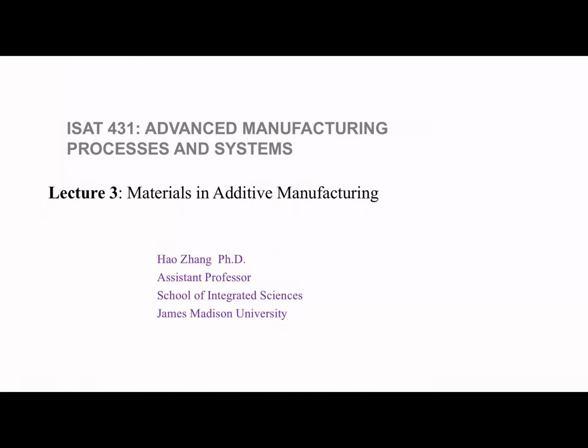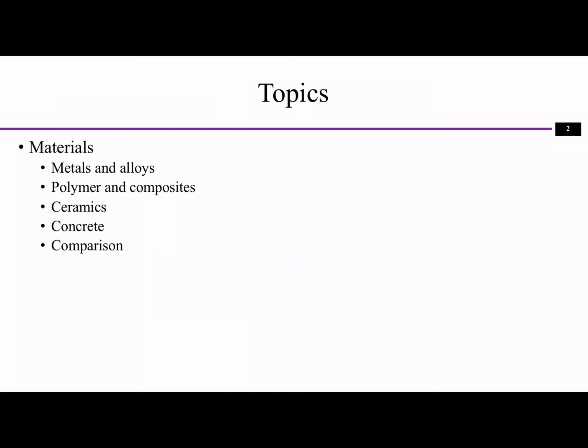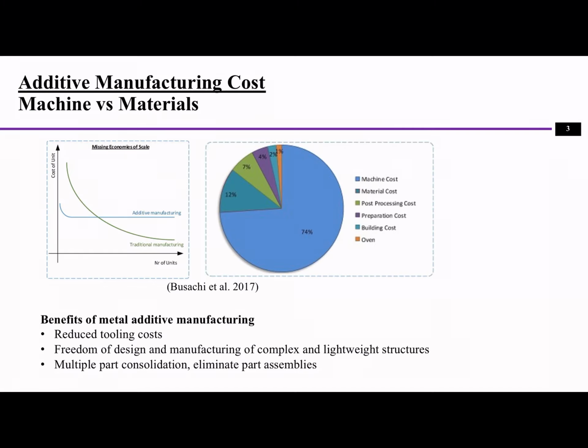Materials in Additive Manufacturing. So mainly today we are going to talk about several different materials that are commonly used in 3D printing. This includes metals, alloys, polymer composites, ceramics, concrete, and lastly, we are going to provide a comparison table to show all the comparisons of these materials in additive manufacturing.